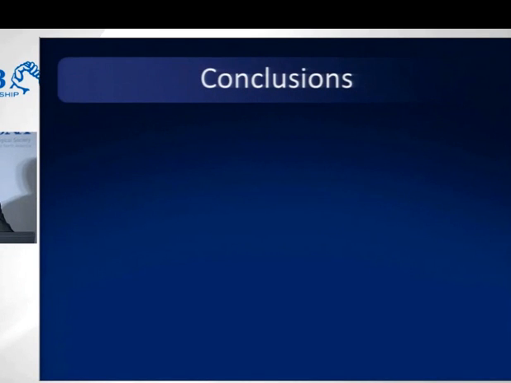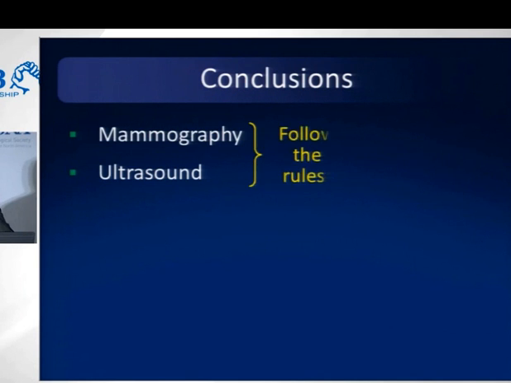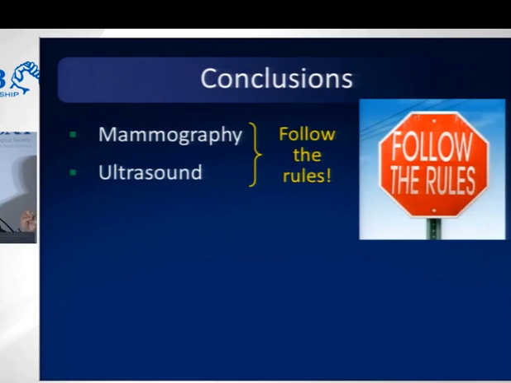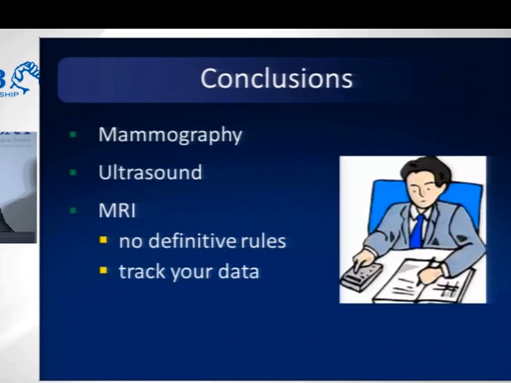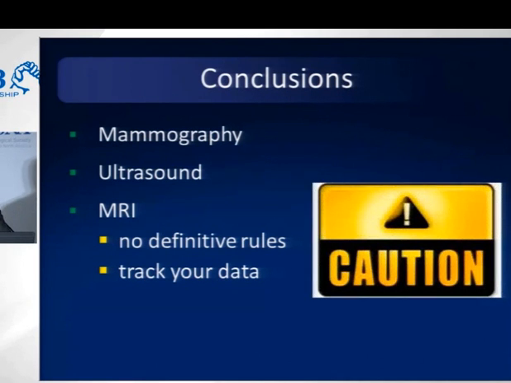All right. So by way of summation and conclusion, for mammography and ultrasound, there are specific rules for probably benign. I would urge you to learn those rules and follow those rules closely. They will keep you safe and keep patients safe. But for MRI, unfortunately, there are no definitive rules. The best we can do is track our own data. Track your data, make sure you're comfortable with where you're at, make sure you're comfortable with what % of your cases are probably benign and what % of those are malignant, and most of all, be careful.